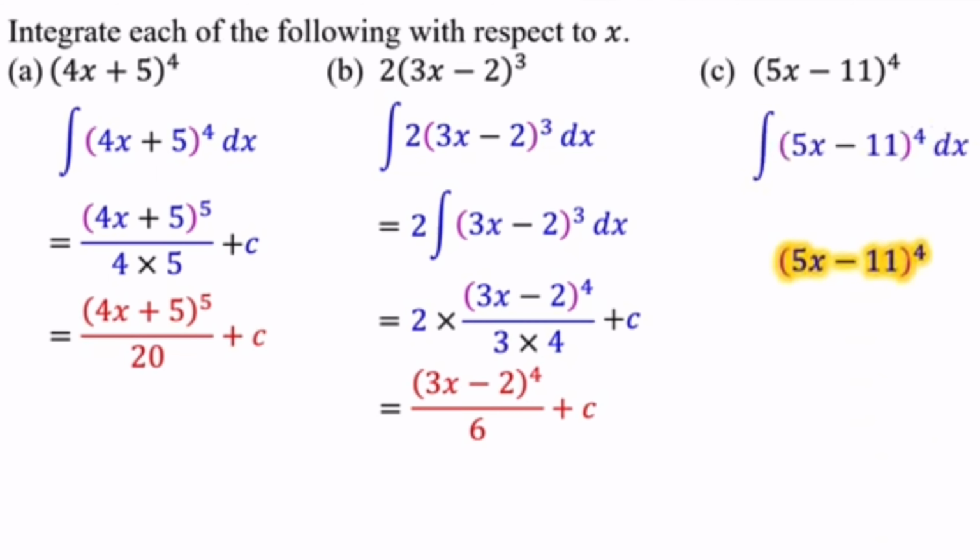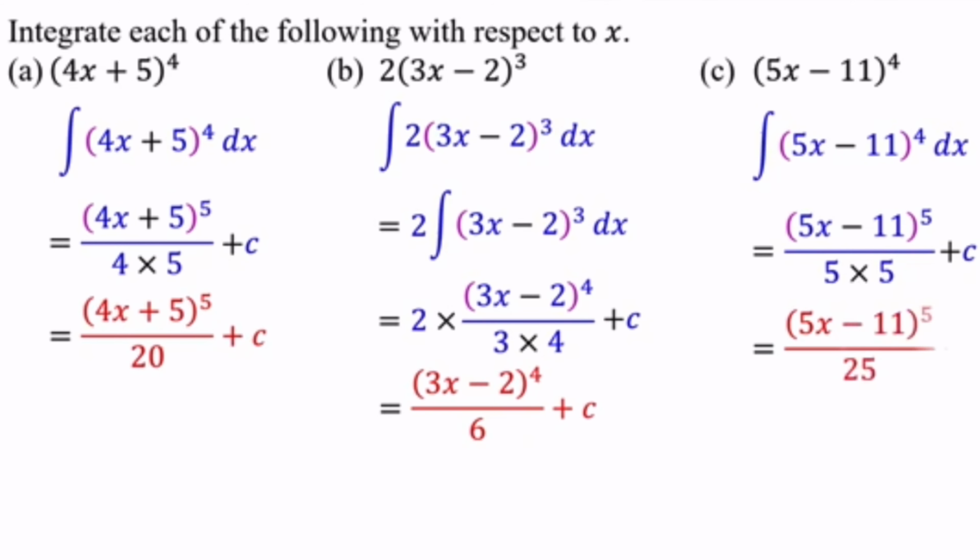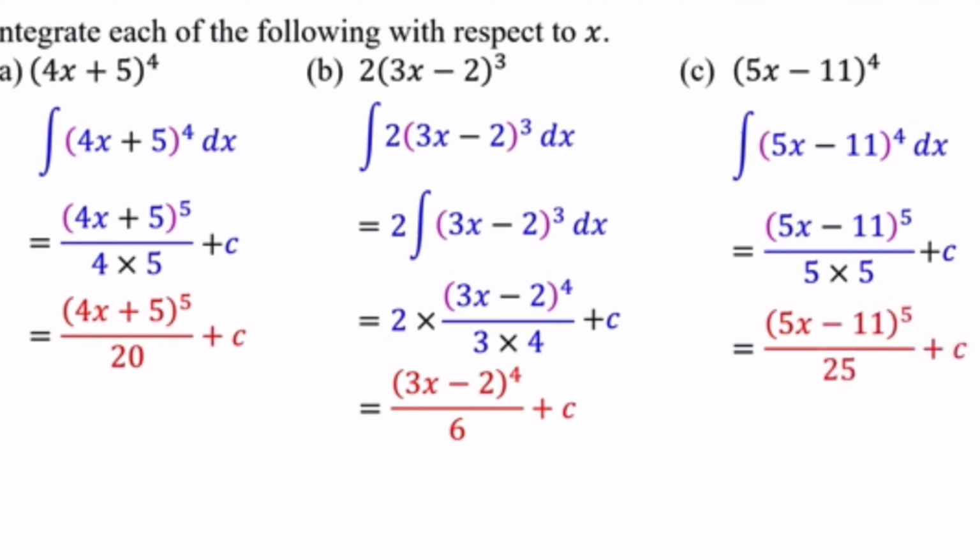So this is so-called integration by substitution. For C, we copy (5x − 11) power 5 divided by 5, and don't forget to divide by 5 again, which is the a. The a is the number that multiplies x, plus C. Alright, so we are going to discuss further exercises using integration by substitution. So now let's proceed to the next exercise.